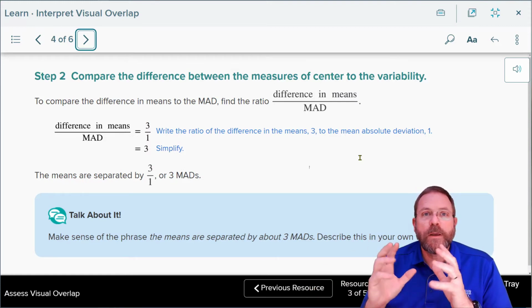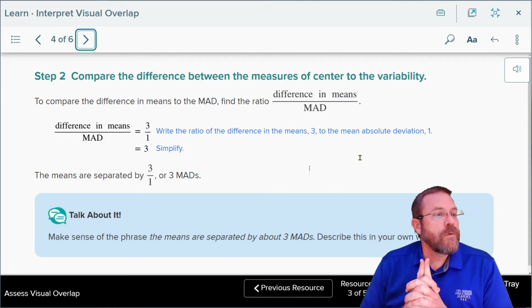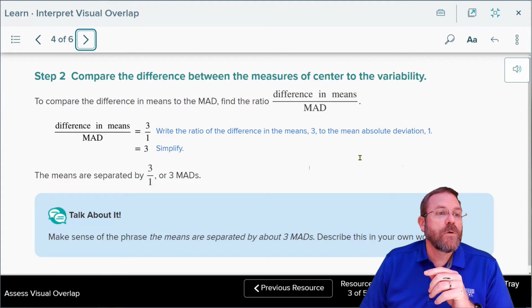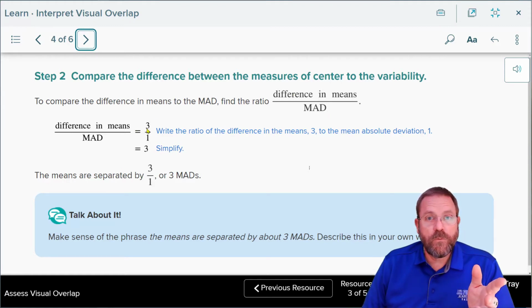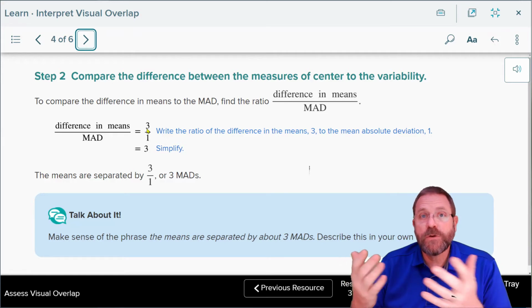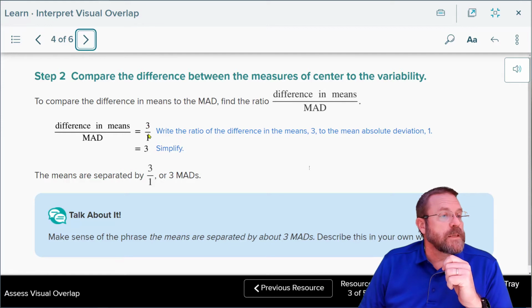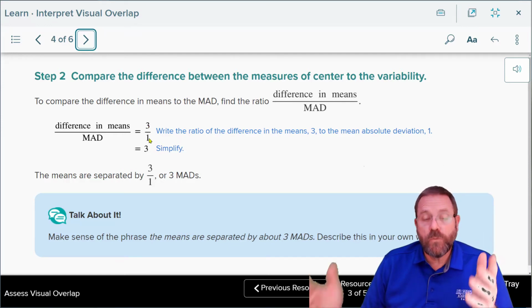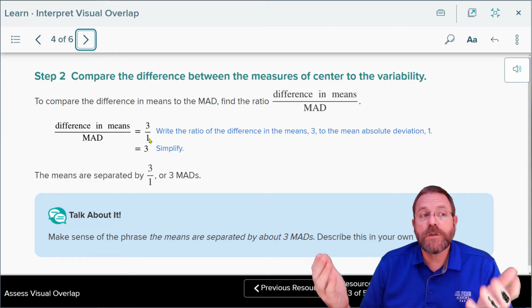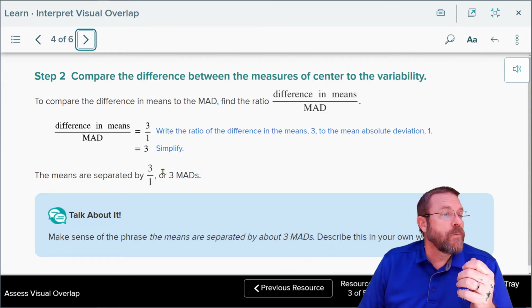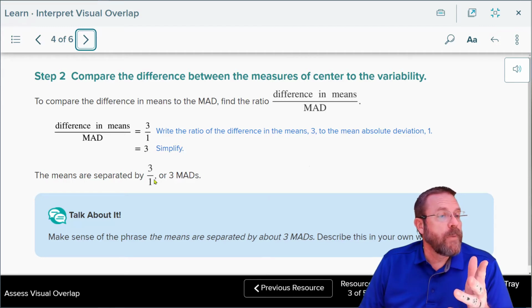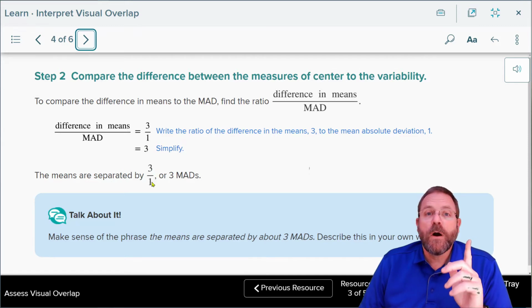Now it comes time to plug in the new math that we're learning here. We're going to compare the difference between the means and the mean absolute deviation. So the difference of the means earlier we found was 3. Remember, we subtracted 65 and 62 and got 3. That's the difference of the means. From there, we took that and divided it by the mean absolute deviation, which they said both of them had a mean absolute deviation of about 1. And when we do that, we end up getting 3 for our answer. The means, therefore, are separated by a 3-to-1 ratio, otherwise known as 3 mean absolute deviations.